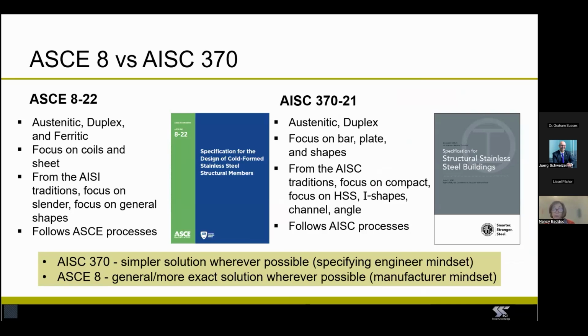I just wanted to emphasize what I said, that ASCE 8 is for cold-formed structures and AISC 370 is for bar and plate and welded structures. And they are quite different standards. 370 is sort of simpler to use, simpler solutions. ASCE 8, it sort of makes you work harder. It's more written with manufacturers in mind who want to get the last percent of capacity out of their products.